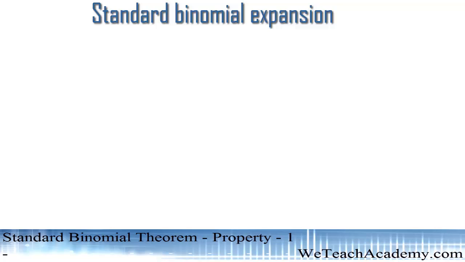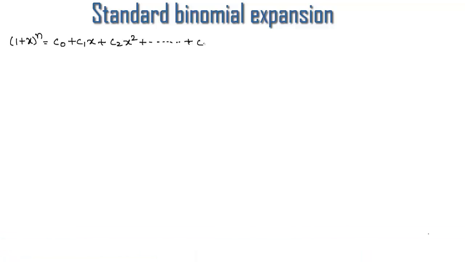In our previous video, we have proved the standard binomial expansion for (1 + x)^n is equal to c0 + c1x + c2x² + so on + cn x^n. So here in this presentation, let us prove some important properties with this standard notation.